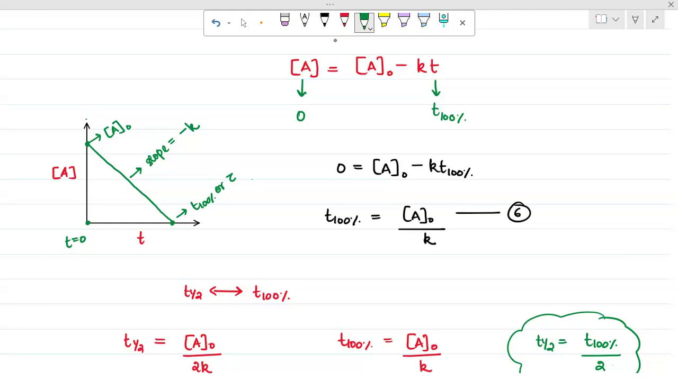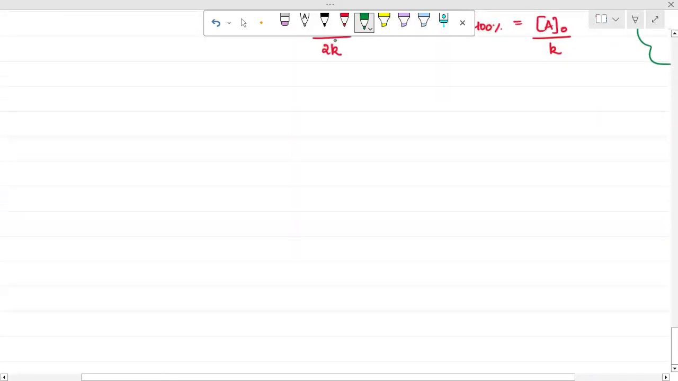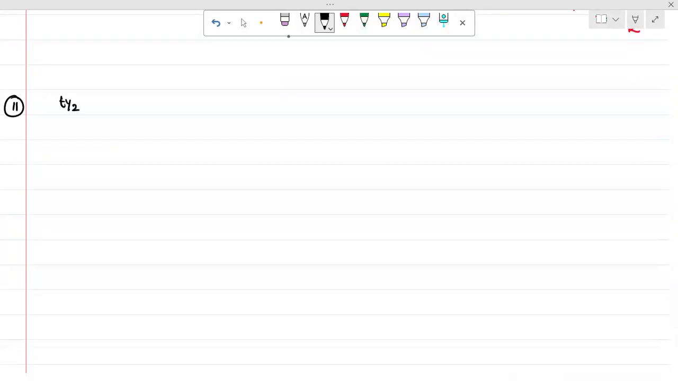We'll do some questions. Question number 11 of chemical kinetics. Let's do T half. So by the end of today's session, do make a summary chart of the zero order reactions, okay? And it will get better with practice. T half for zero order reaction.